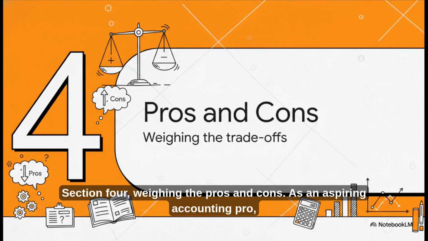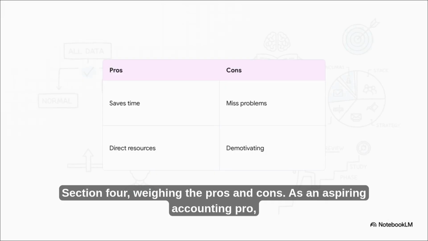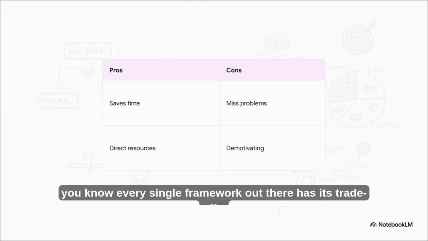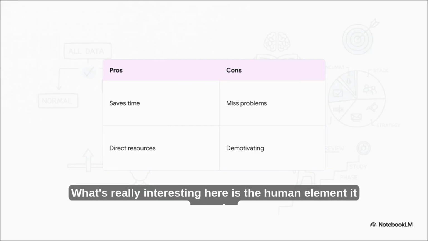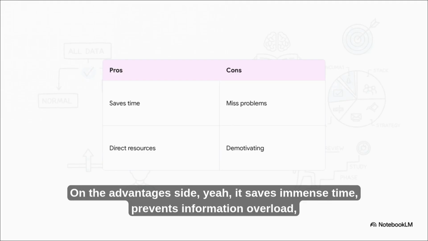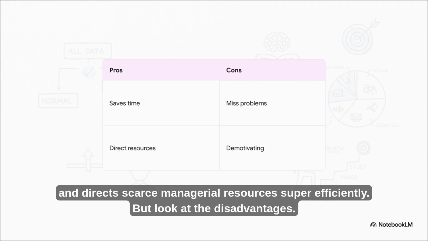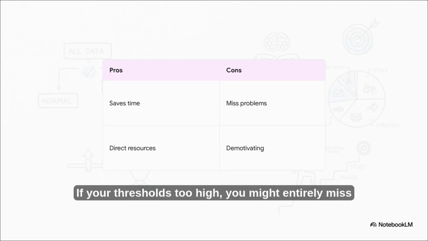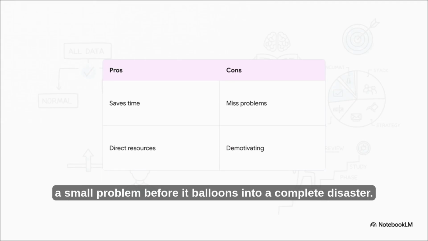Section 4, weighing the pros and cons. As an aspiring accounting pro, you know every single framework out there has its trade-offs. What's really interesting here is the human element it reveals. On the advantages side, yeah, it saves immense time, prevents information overload, and directs scarce managerial resources super efficiently. But look at the disadvantages. If your thresholds are too high, you might entirely miss a small problem before it balloons into a complete disaster.